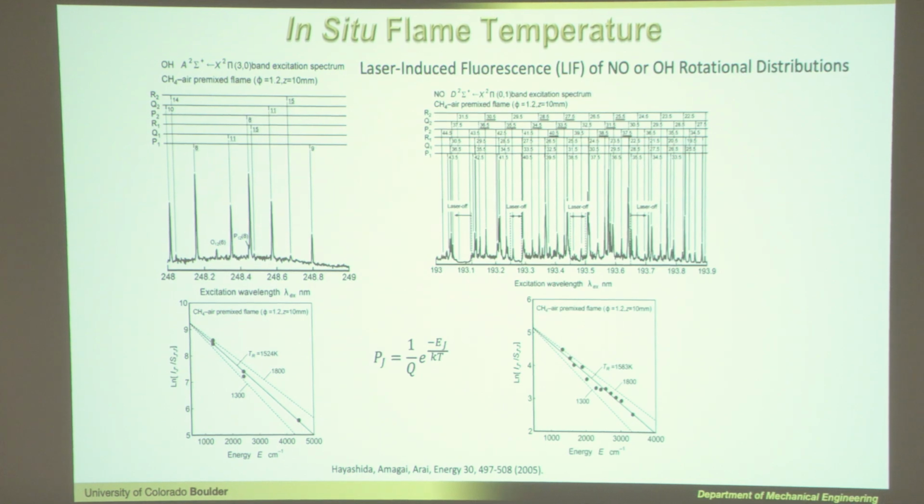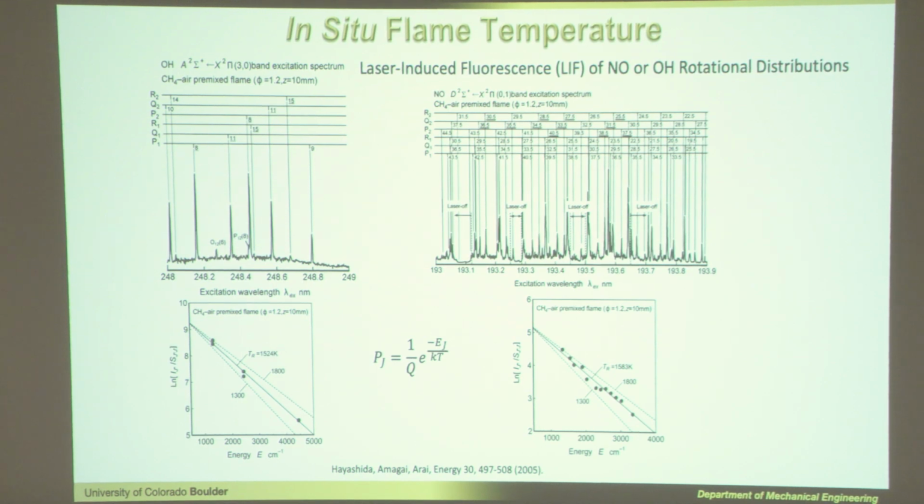So the Boltzmann equation is, and you basically use that equation right there, P_J equals 1 over Q times e to the negative energy difference between the initial state and the next state over kT, where T is temperature and k is the Boltzmann constant. Now if you plot that on a log plot, it should be a straight line, and then you can fit it and get a temperature out.